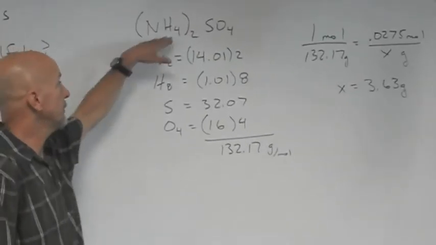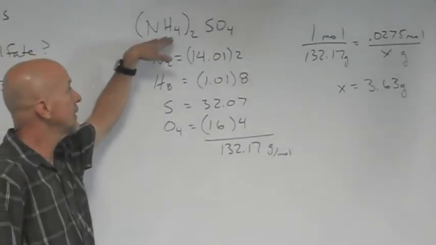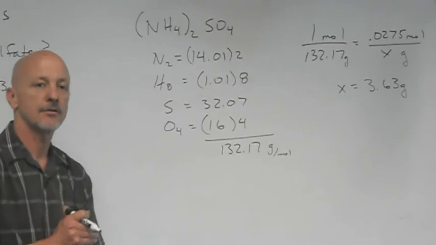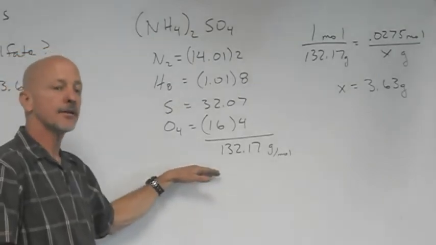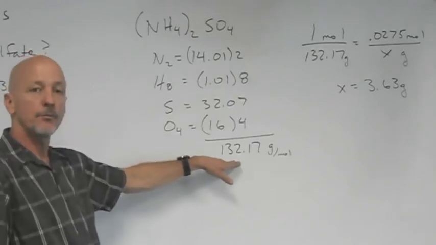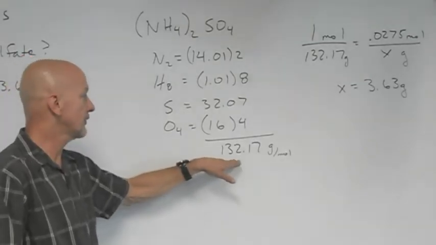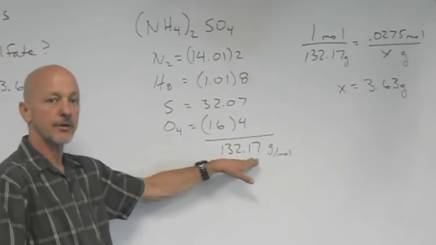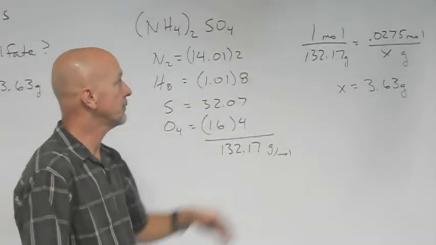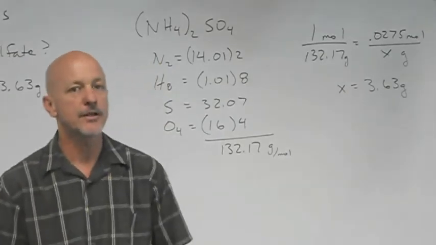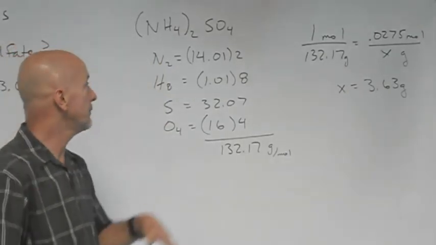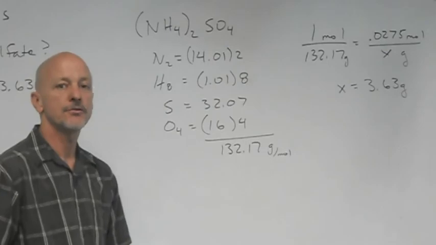So we find the formula, since ammonium is NH4+. Here's our formula for ammonium sulfate. Total all of the atoms that are in that compound. And I find that 1 mole of ammonium sulfate has a molar mass of 132.17 grams. I do my ratio comparison and solve for X and find that there are 3.63 grams. That would be the mass of 0.0275 moles of ammonium sulfate.